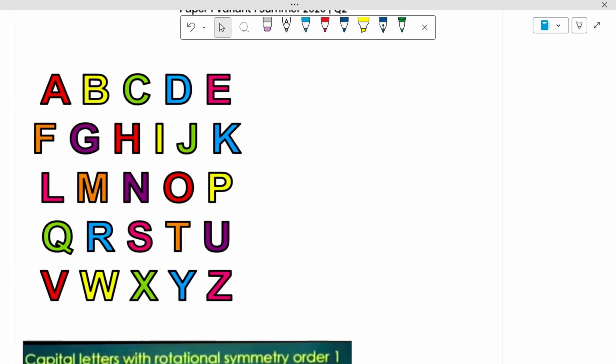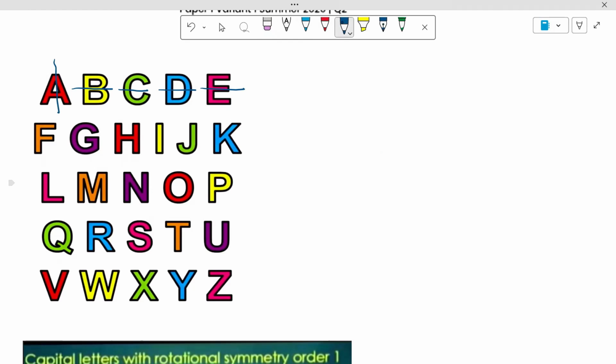Let's check out how we can draw line of symmetries and which letters have line of symmetry and which letters don't have line of symmetries. Let's start with letter A. A can have a vertical line of symmetry. B can have a horizontal line of symmetry. C can have horizontal line of symmetry. D can have horizontal line of symmetry. E can have horizontal line of symmetry.